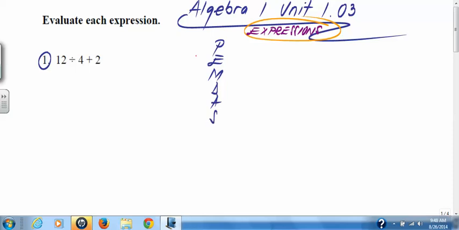Do I have parentheses? No. Do I have exponents? No. Do I have multiplication? No. Do I have division? Yes, I have. Well, that will go first. Division, 12 divided by 4, that's going to be 3. Okay? What is left? Plus 2. Easy. The answer will be 5. Got it? Great. Let's try another one.